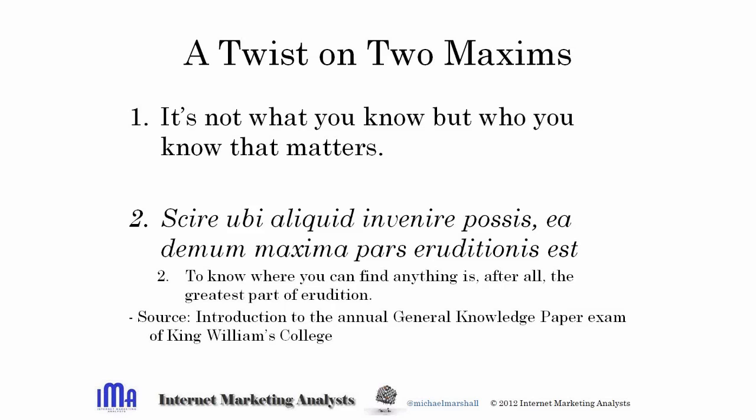And then the second maxim is in Latin here, and this is actually from an introduction to the annual general knowledge paper exam of King William's College. It says, to know where you can find anything is, after all, the greatest part of erudition. What we typically hear this as is something more like half of knowledge is knowing where to find it. But this gets at another aspect that's important for keyword research, and that is where you're going to find the information. This is kind of two sides of one coin.